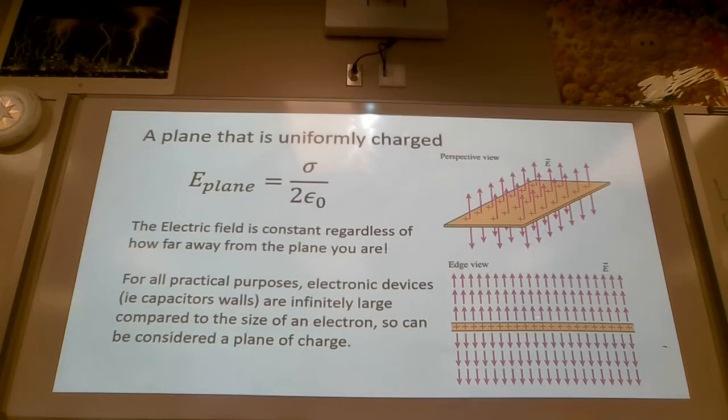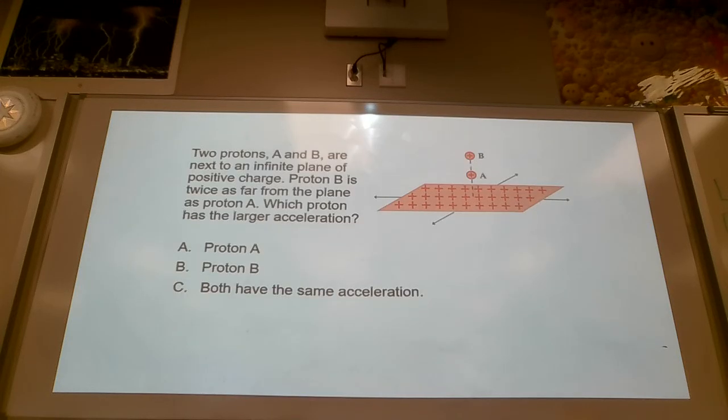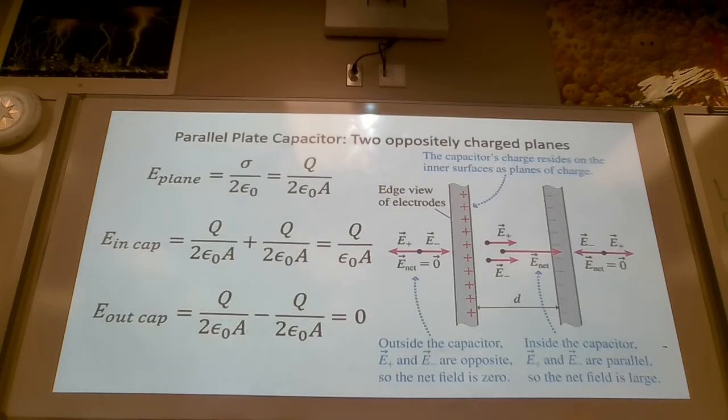Well, if you consider the electron a sheet that's like 1 inch by 1 inch, that's infinite from the electron's point of view. So think, pause the video. Correct answer is C. Both have the same acceleration because the electric field is constant regardless of how far you are away from it.